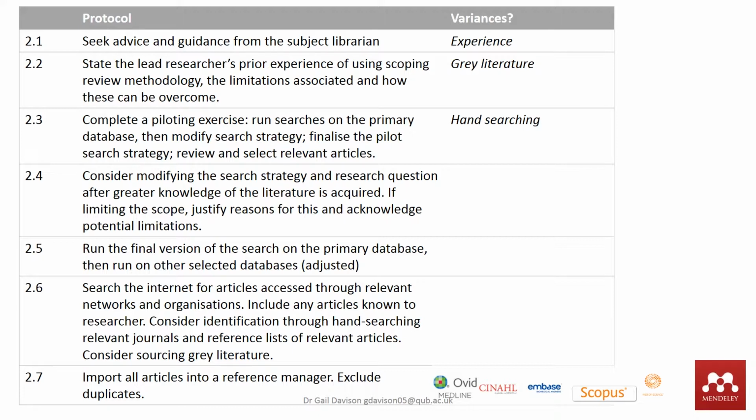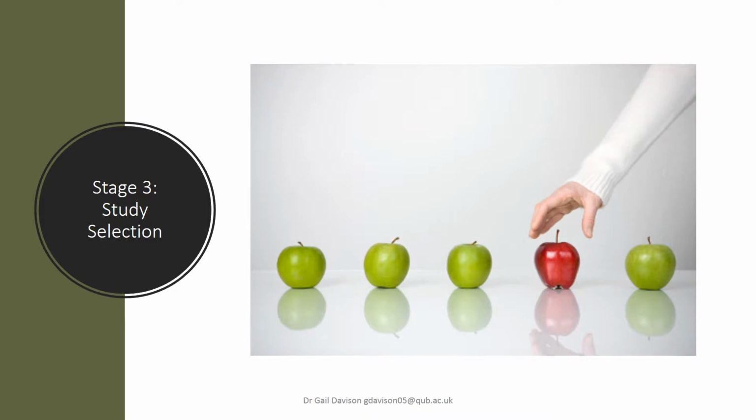For the variances I've listed on the right hand side, this could be that you don't have much experience in it. This could be that you decide not to include grey literature, and this could be that you decide not to hand search. So now we move on to stage 3, which is study selection.